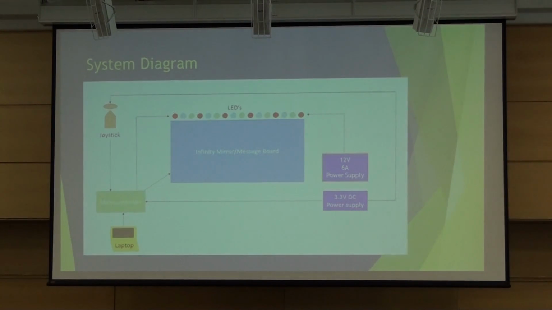The microcontroller, so the system diagram here, the microcontroller over here is powered by the 3.3 volts power supply. The microcontroller then controls the array of LEDs on both the infinity mirror and the message board. It also sends power to the joystick. And the joystick will then control the LEDs through the microcontroller. The 12-volt 6 amp power supply will then power the array of LEDs.